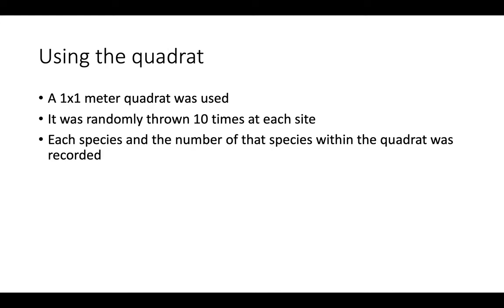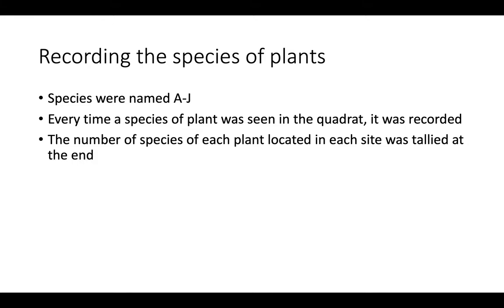Our quadrat, we had a 1 by 1 meter quadrat, as I said before. In each site, so each 10 by 10 meter square, we threw the quadrat 10 times. And then each species in the quadrat we recorded. The species were just marked A to J, mainly because we didn't know the name of every species. And each time one of these species was seen in the quadrat, it was recorded. And at the end of each site, we tallied up the number of plant species in that site.